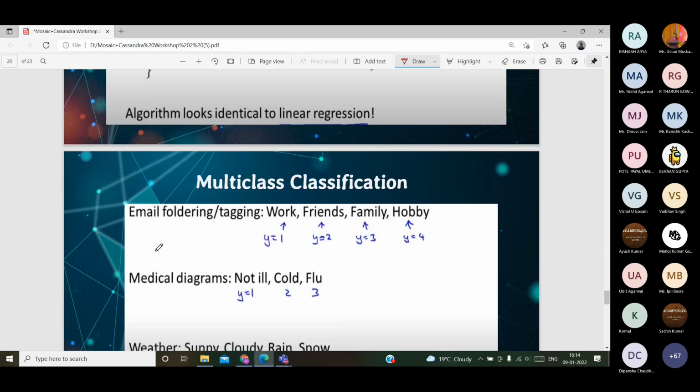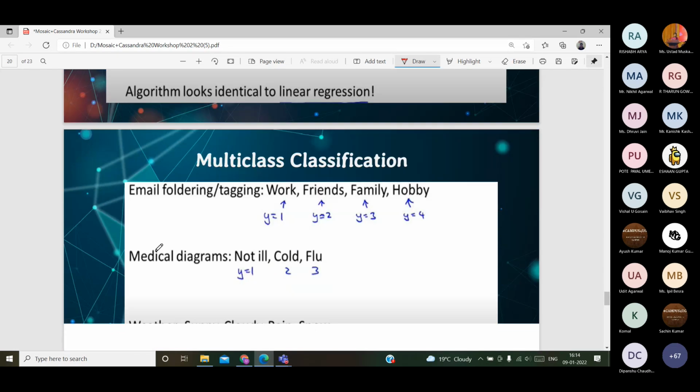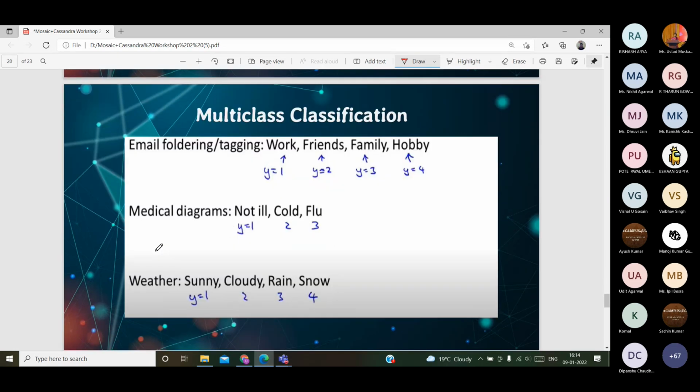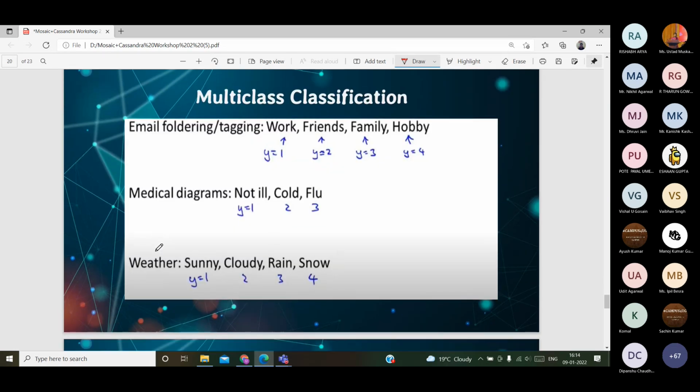Now I hope you are clear up to this. Now we come to multi-class classification. For multi-class, you are given a lot of classes. Here you can see work, friends, family, hobby: there are 4 labels. Ill, cold, flu: there are 3 labels. And sunny, cloudy, rain, snow: again 4 labels. So this is multi-class classification, when you have not only 2 but more than 2 classes to identify.